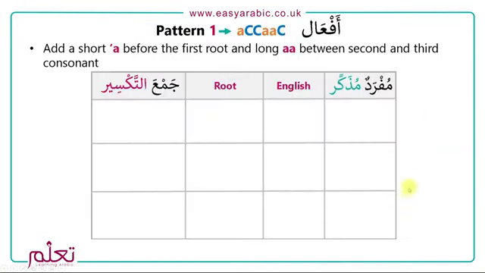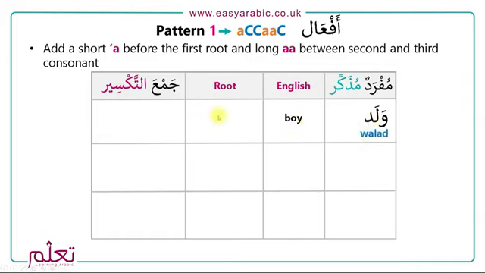Pattern number 1. The first one is a, c, c, a, which is af'al. This is where a short a is added before the first root letter, and then a long a, which is between the second and third. So here we're going to add an alif here. Okay, so the first example is walad, which is a boy.